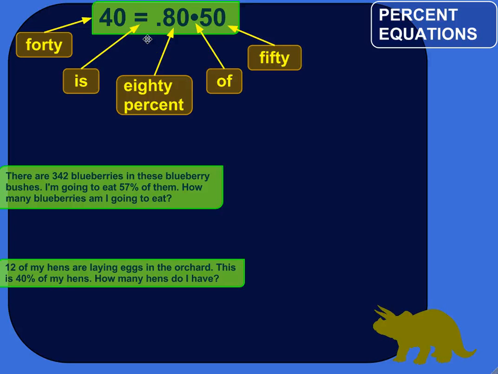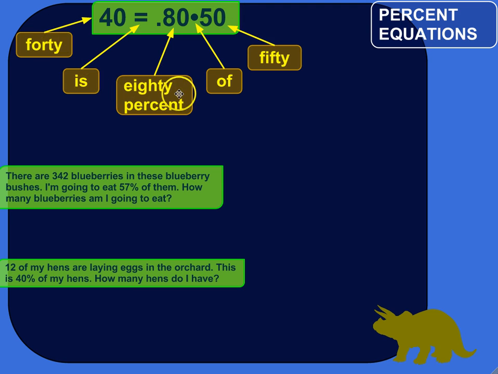Alright, so here's your basic setup for a percent equation, and I've got a concrete example here. What this is saying is 40 is 80%. 0.80 is the value of 80%, or you can think of it as 80 hundredths. This is a hundredths place. 80 hundredths, 80 out of 100. Percent is out of 100. 40 is 80% multiplying, of 50.